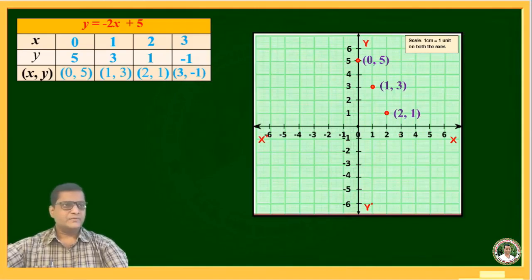And at last, the value of x is 3 and y is minus 1. Then from these points we will draw a line passing through them, which means these points are collinear. And this is the graph of the equation 2x plus y is equal to 5. In this way you can draw the graph of the given equation.